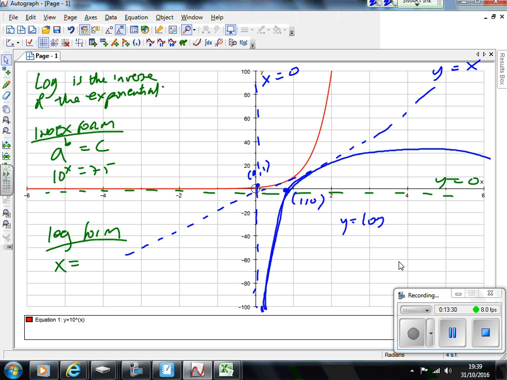So the log graph, so y equals log x, is always going to be crossing at 1, 0 with an asymptote at x equals 0. Alright? Because it's the inverse of the y equals 10 to the x graph, which has an asymptote at y equals 0 and crosses at 0, 1.